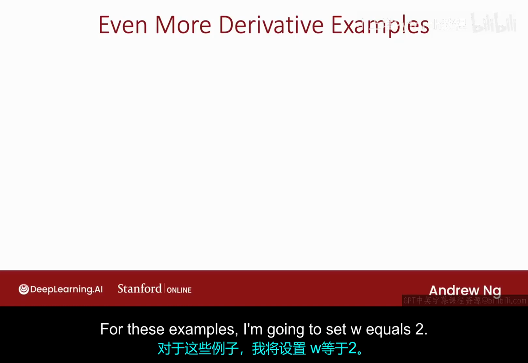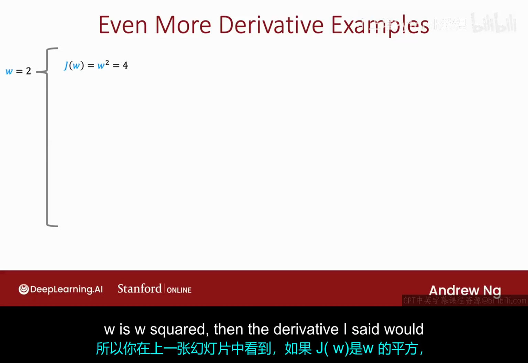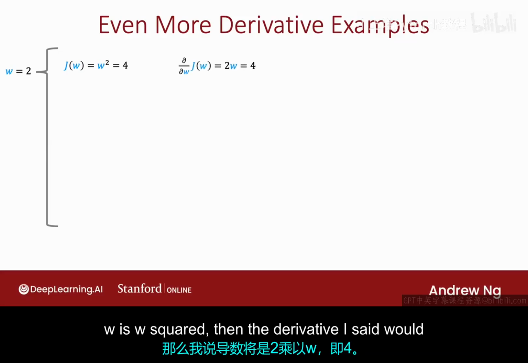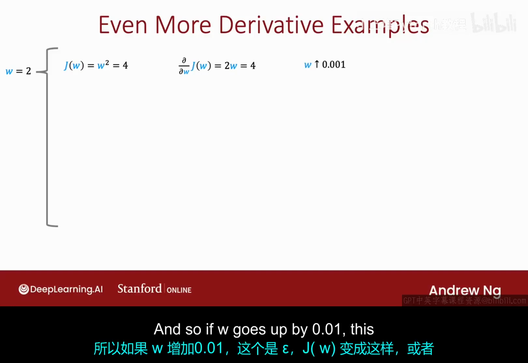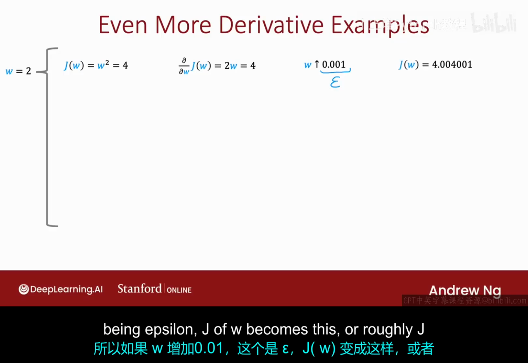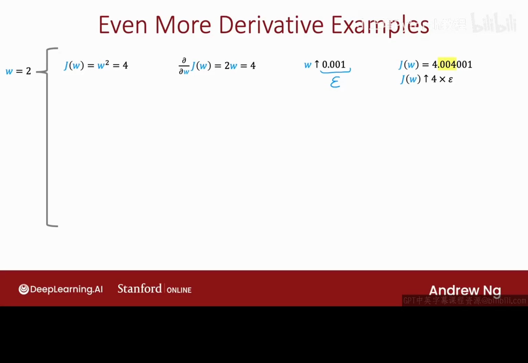For these examples, I'm going to set w equals 2. So you saw in the last slide, if j of w is w squared, then the derivative I said would be 2 times w, which was 4. And so if w goes up by 0.001, this being epsilon, j of w becomes this, or roughly j of w goes up by 4 times epsilon.